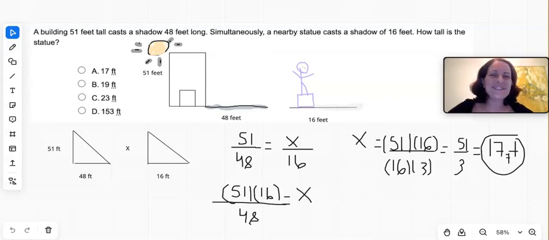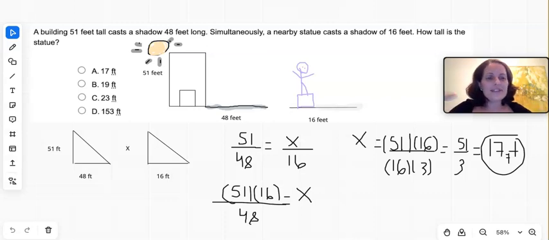For test day. So let's start. So we have a word problem right here, where it says, a building 51 feet tall casts a shadow 48 feet long. Simultaneously, a nearby statue casts a shadow of 16 feet. How tall is the statue?